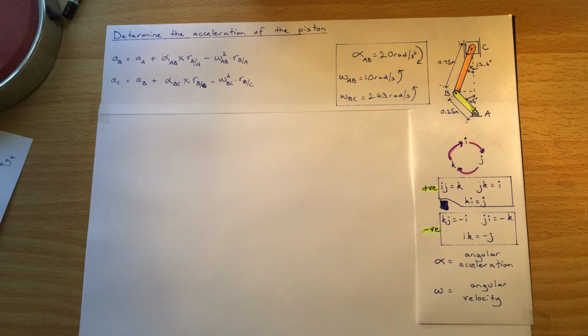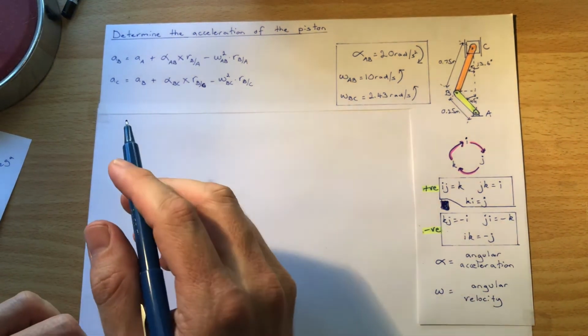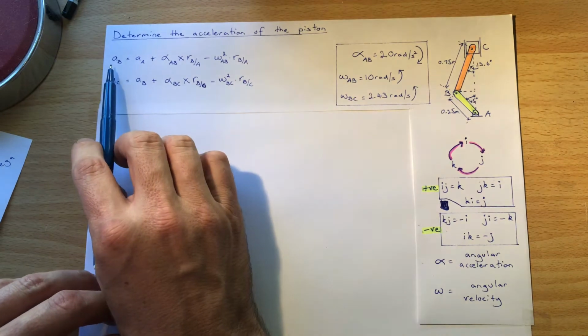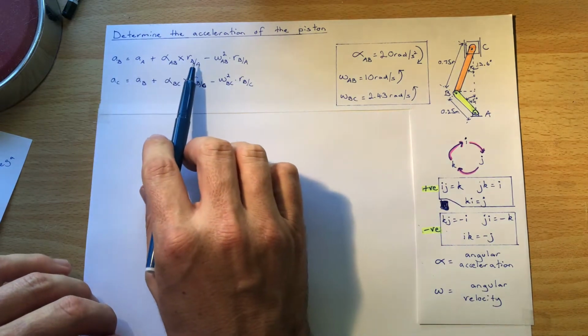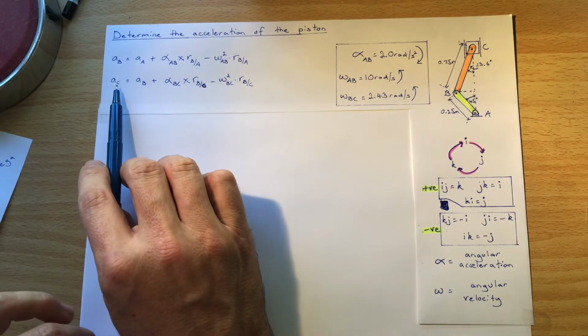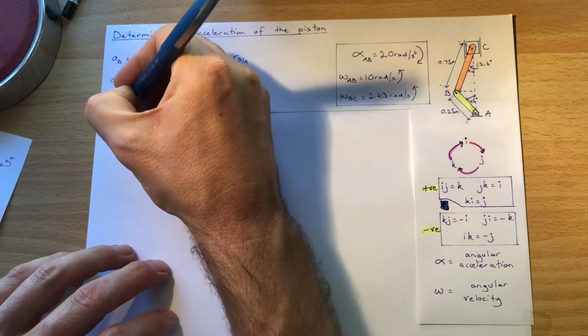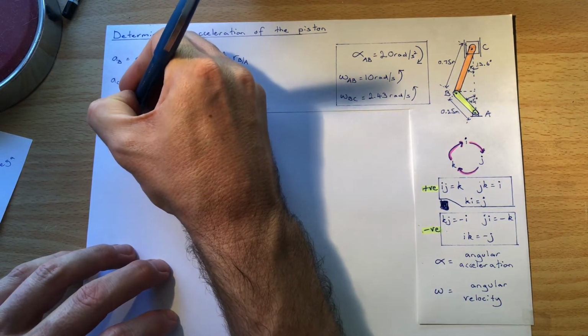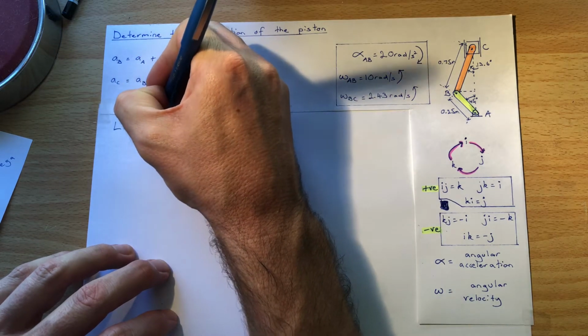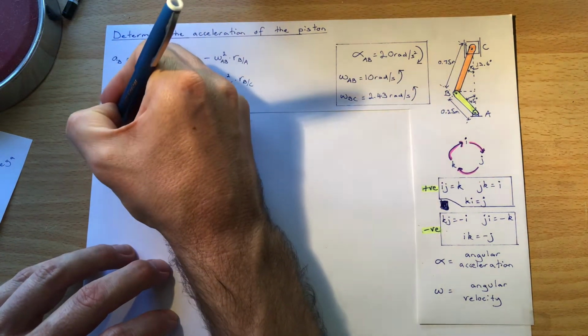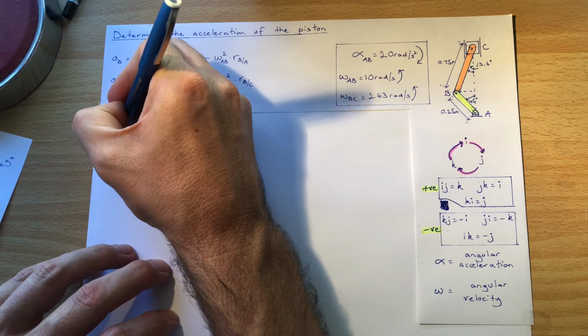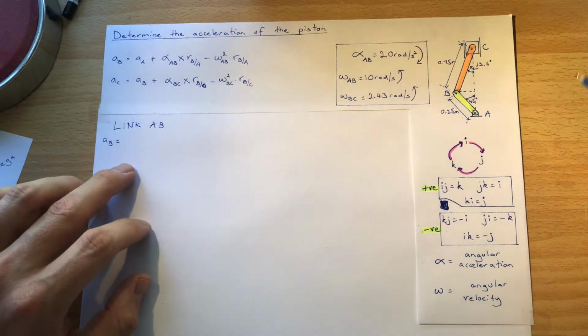Basically what we're going to do is analyse link AB and then analyse link BC. So we have the formula for the acceleration at B up here and also the acceleration at C. So let's analyse link AB. We use the formula at the top there: a_B is equal to the acceleration at point A.